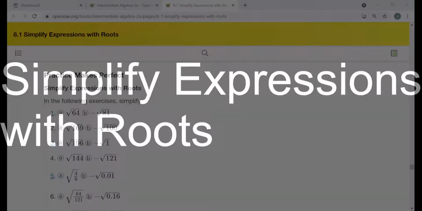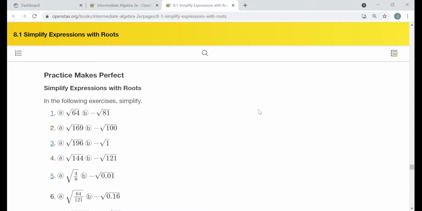Hello everyone. The title of this video is Simplifying Expressions with Roots or Radicals. Roots, radicals mean the same thing in mathematics, pretty much. Every exercise I'm going to do in this video is coming directly from a free online textbook at openstax.org, and I'm in their Intermediate Algebra 2nd edition text. I'm in section 8.1, titled Simplify Expressions with Roots.